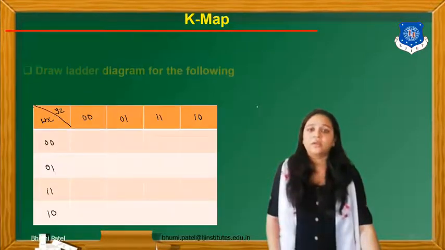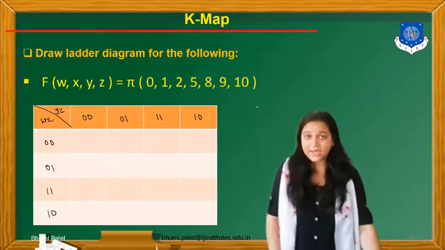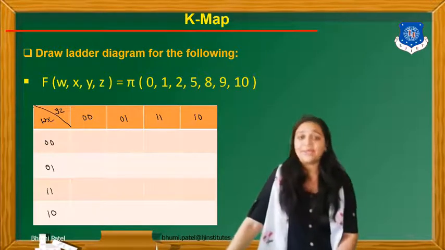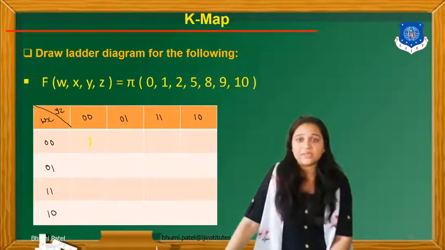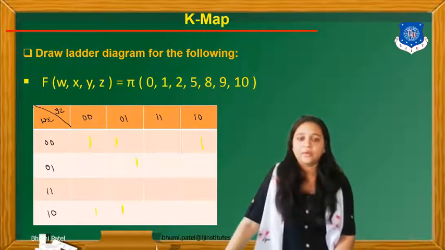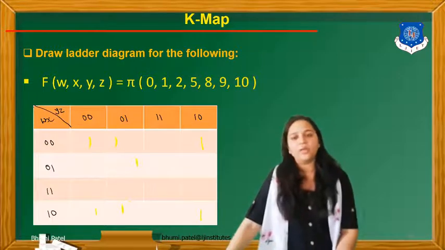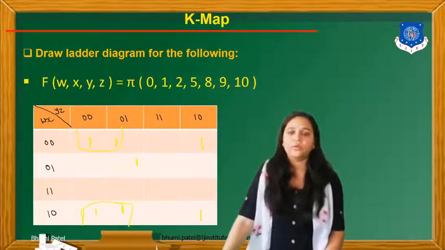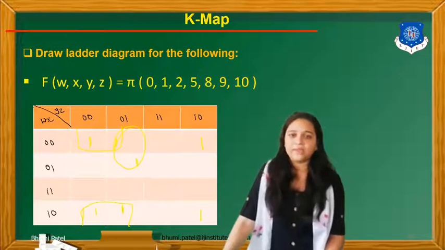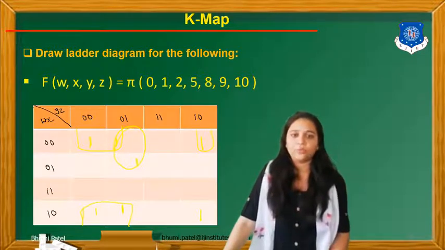Now the next example is draw the ladder logic diagram for the following. Here the pi is given. Okay, so first of all we have to write the position of the 1s: 0, 1, 2, 3, 4, 5, 6, 7, 8, 9, 10, 11. Okay, that's it. First of all we have to make the pair, this 4, 1, the upper 2 and the lower 1. Next we have to make the pair of this 2, 1 and this 2, 1.